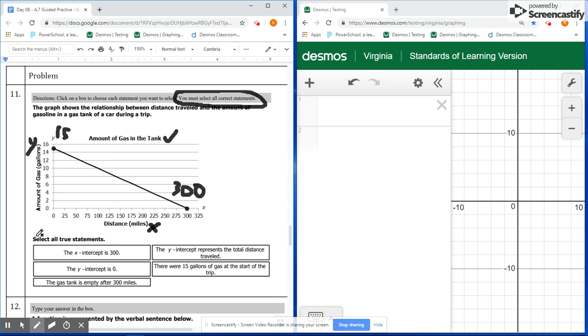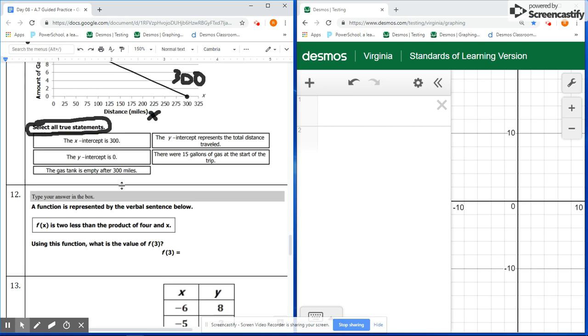We need to select all true statements. So again, there could be more than one answer. You need to check all of them. We have 5 statements here. You need to read them carefully and then select all of the statements that are true. I'm going to let you pause the video and try that with your group. Select all the statements that are true given the information we have from this graph.